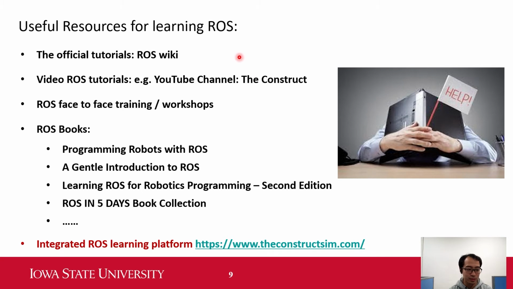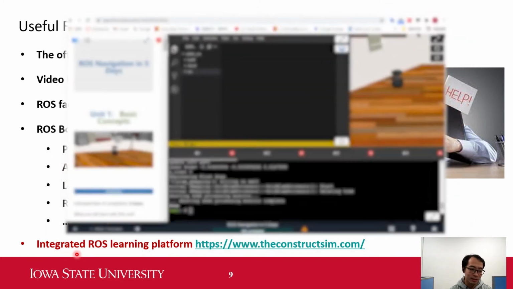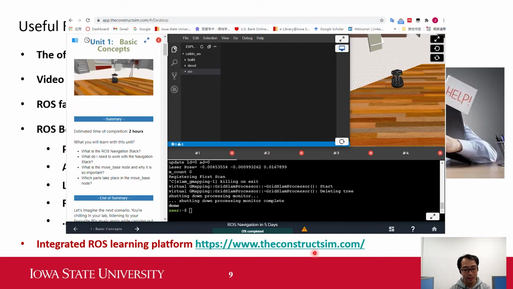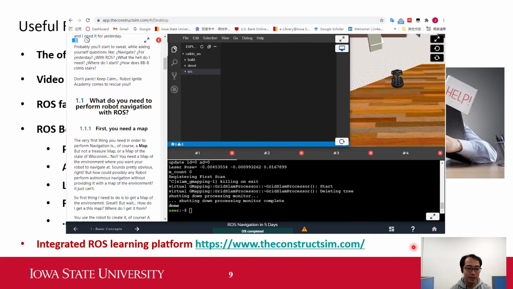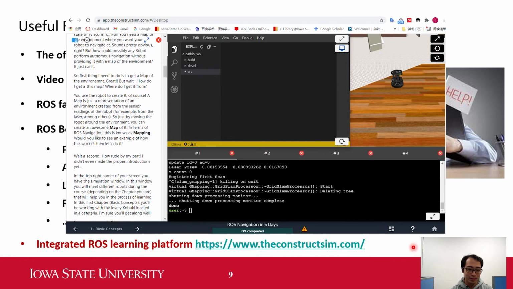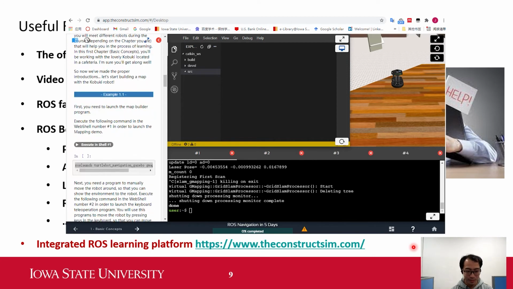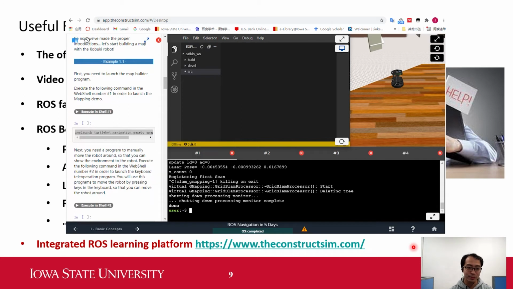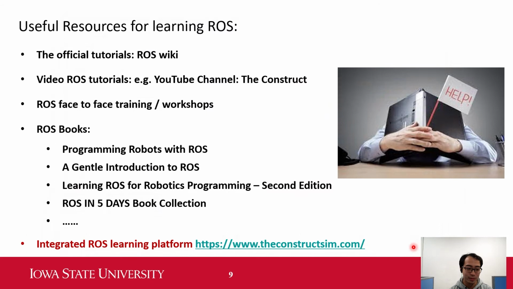And there are some useful resources for learning ROS. The official wiki is always the first place to search. And there are some YouTube channels that provide very high quality ROS tutorials, and also workshops. A lot of books are available. I really like this last one, the integrated ROS learning platform. That one has a bunch of tutorials as well, and you don't need to install ROS on your computer. That website provides that platform, and you can directly put your code on it. It's really good.